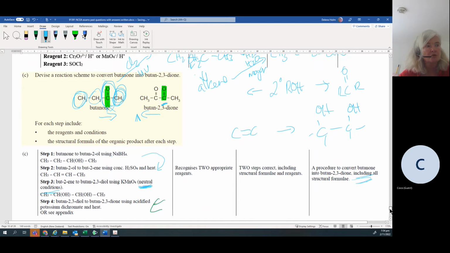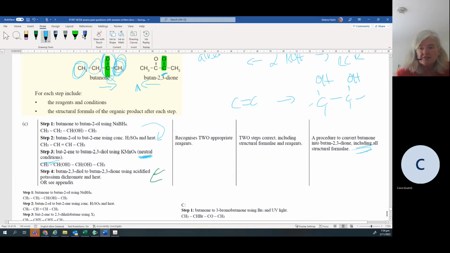Okay, so that's pretty much it for the reactions. Totally unrelated question, but are haloalkanes polar or non-polar? Right.